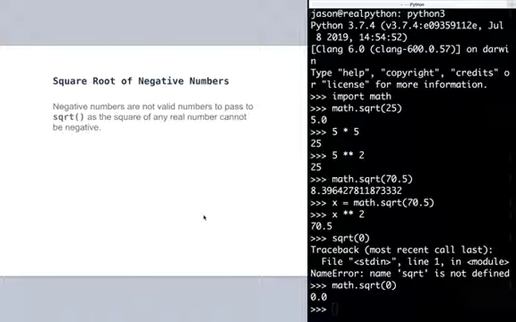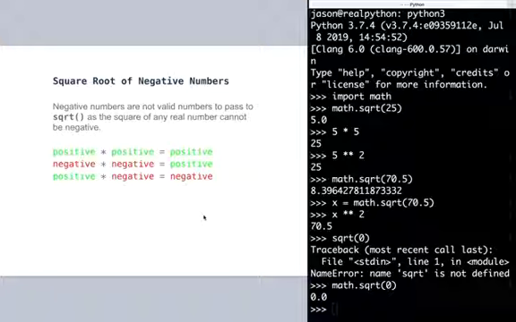Let's take a look at using the square root of negative numbers. Negative numbers are not valid numbers to pass to the square root, and this is because you cannot multiply two different numbers to get a square, and essentially a negative and a positive are different numbers. If we have a positive 5 times a positive 5, we'll get a positive. If we have a negative 5 times a negative 5, we'll also get a positive. Those are fine because it's essentially the same number. If we have a positive 5 and a negative 5, those are different numbers, and we would get a negative. So there's no way to multiply the same number by itself and get a negative number.